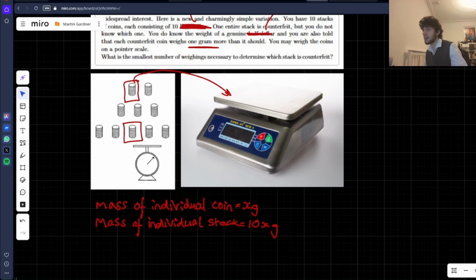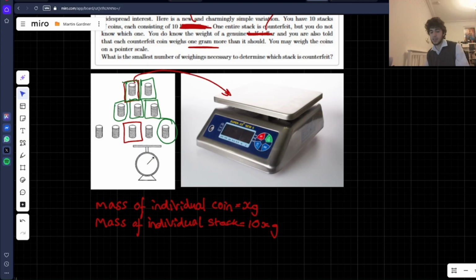Do the same process 9 times. You take each of the 9 stacks. Maybe you take this stack here, and it's real. Then this stack here, real. This stack here is real, this stack here is real, and so on until you finally get to this stack, in which case you know that it's fake. So actually that will take you 9 weighings. After 9 weighings, you'll be able to tell with certainty which stack is fake.